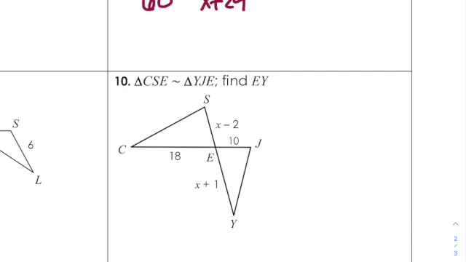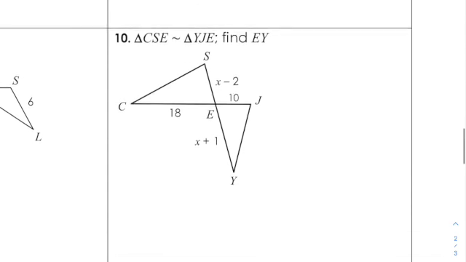Let's solve it together. So triangle CSE is similar to triangle YJE. Find EY. Let's start with CE because that's just the first thing I see. So CE is 18. 18 over CE is proportional to YE, which would tell me is x plus 1. So x plus 1.